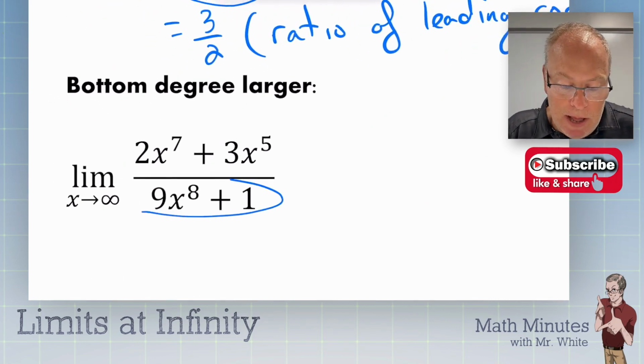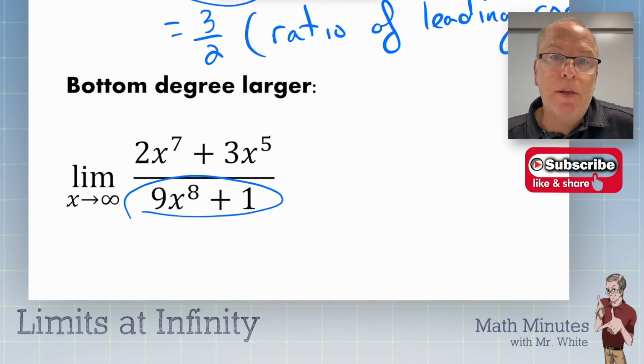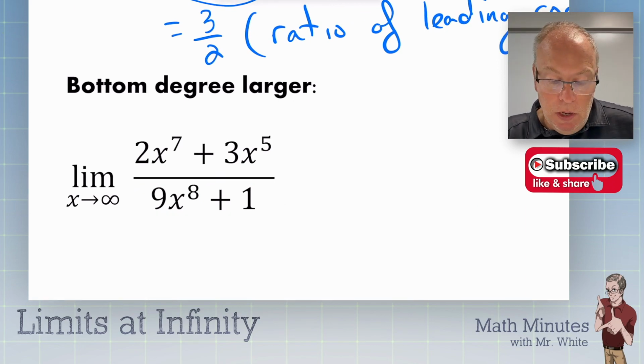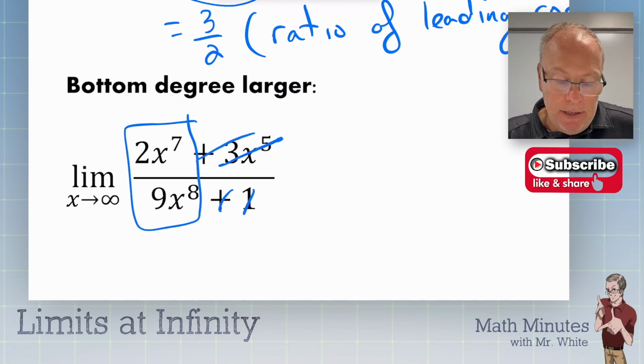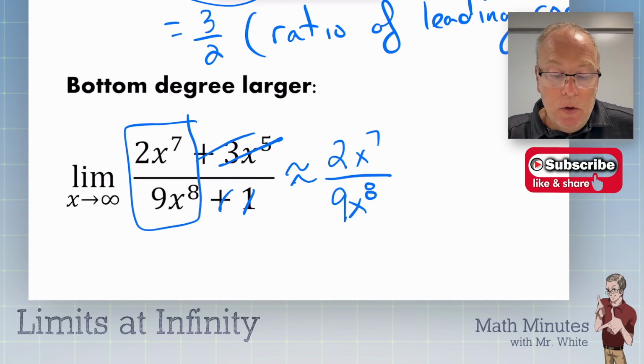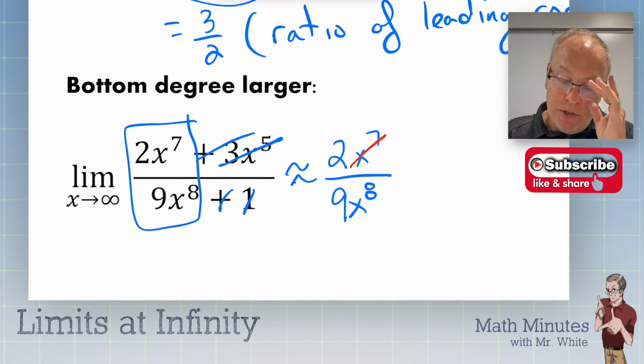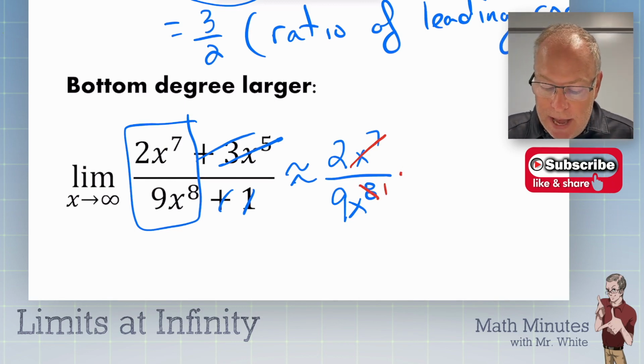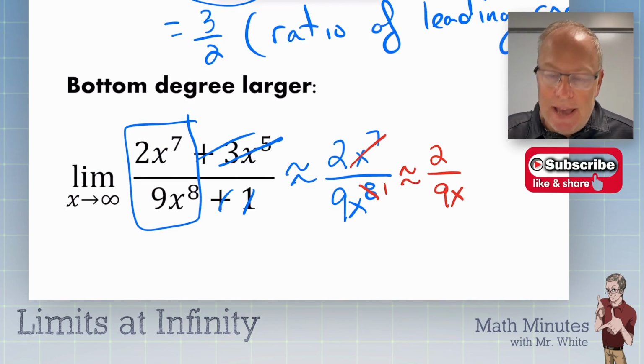I like to think about this polynomial as being a polynomial that wins the battle. So again, this won't matter. We really only have to look at the 7th degree and the 8th degree. Now what happens when you have 2x to the 7th all over 9x to the 8th? Well, these 7 factors cancel 7 here, leaving 1 behind. So this is basically equal to 2 over 9x.